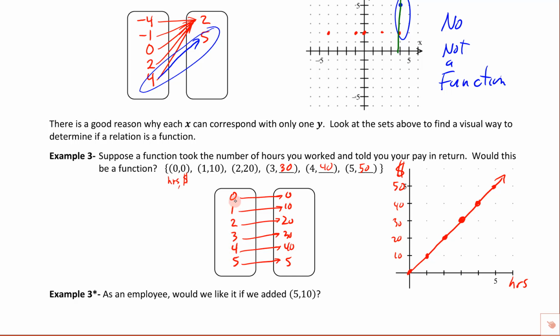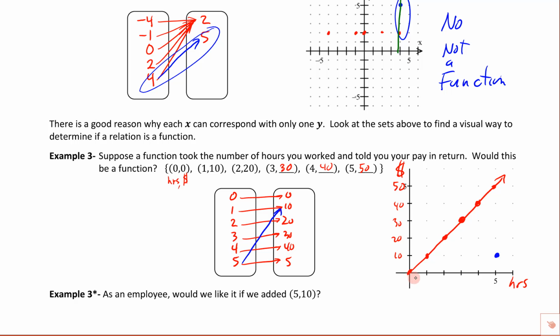When I go in and work, I get the same hourly rate, if you want to think of it that way. And then we're going to take a point here, and it says, as an employee, would we like it if we added the point 5, 10? So 5, 10 would look like this. On the map, it would go like that. And on the graph, it would go right here. Now you'll notice that these are stacked right on top of each other, and think about why we like functions in real life. So here's what this would say.